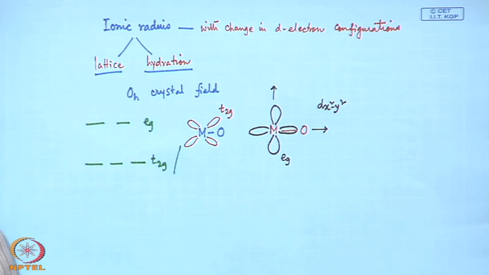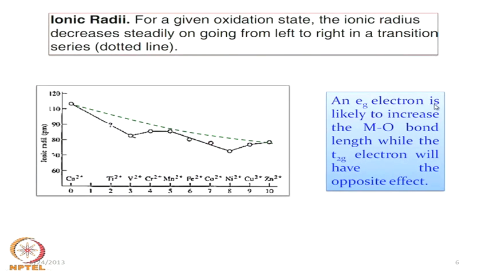So, what happens if an Eg electron is there? That Eg electron will try to increase the MO bond length, which is quite obvious because this metal ion having Eg electron faces the ligand orbital, the ligand p orbital or any other hybrid orbital directly. So, there is head on overlap between the metal d orbital and the ligand p orbital. As a result, the corresponding metal oxygen bond length will increase.